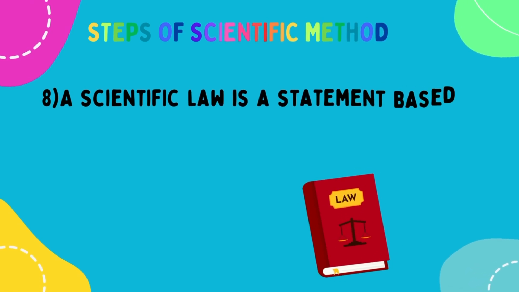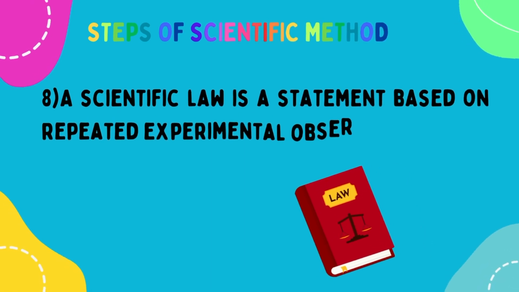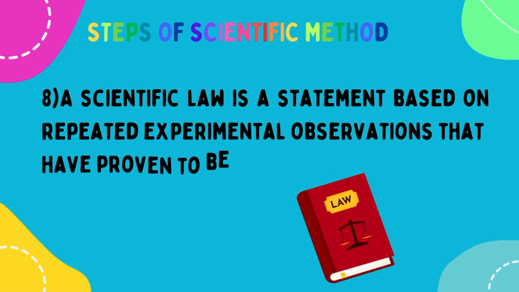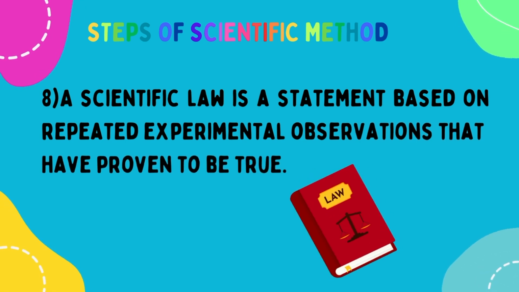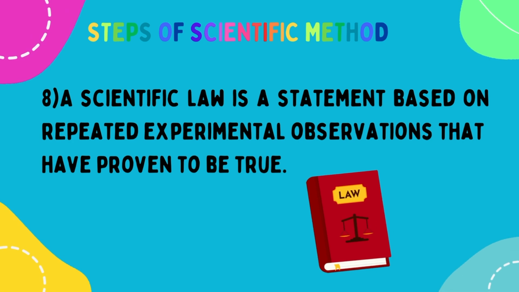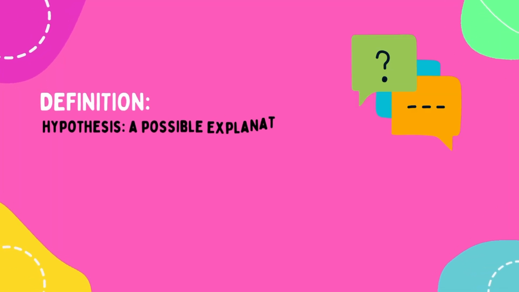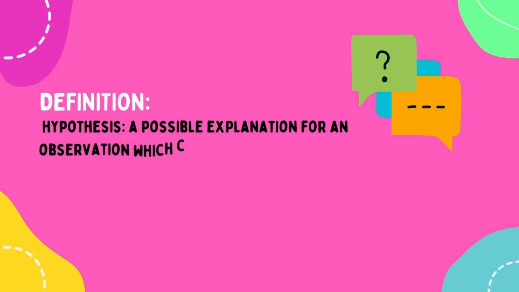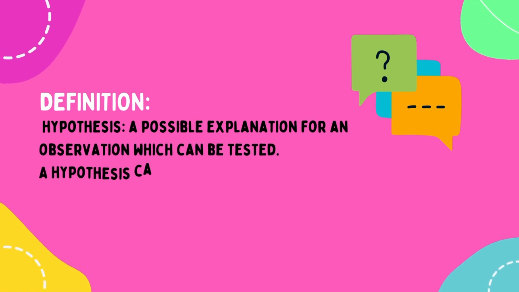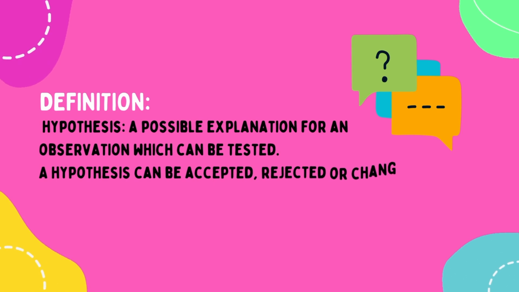So a scientific law is a statement based on repeated experimental observations that have proven to be true. So a law is proven 100% to be true. A theory is widely accepted. Definition then for a hypothesis: a possible explanation for an observation which can be tested. A hypothesis can be accepted, rejected or changed. Okay, so be careful, include the words tested and do not include the word guess.